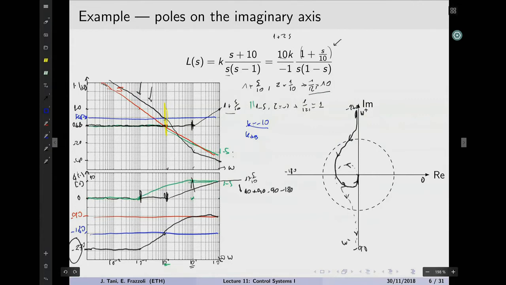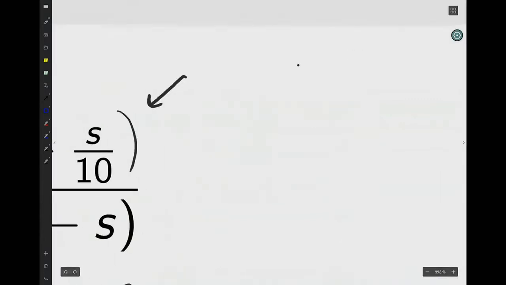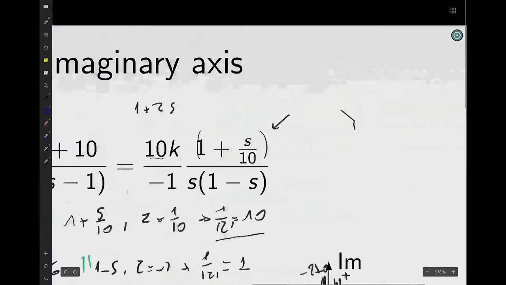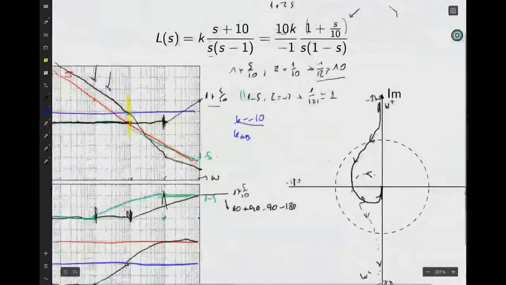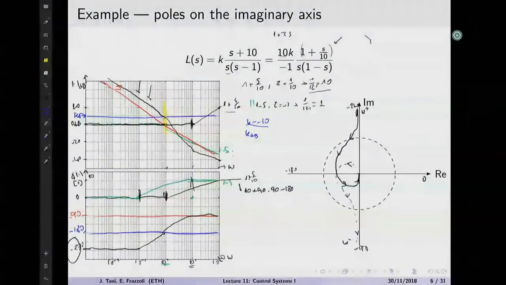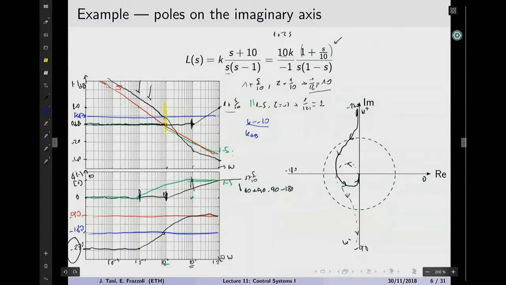Now, are we done? No, because there's a pole in 0, okay? So a pole in 0 means that we have to close the Nyquist plot from the minus to the plus with half circles in the clockwise direction. So something like this. Okay, so this is our Nyquist plot. Now, what are we going to do with this?